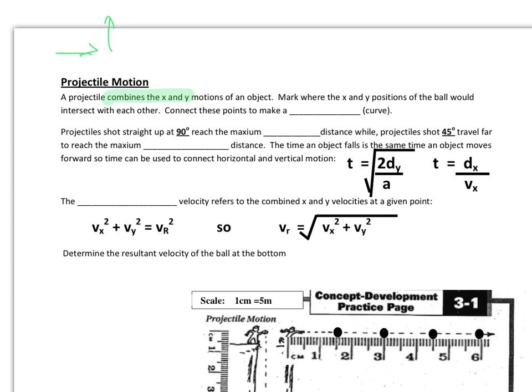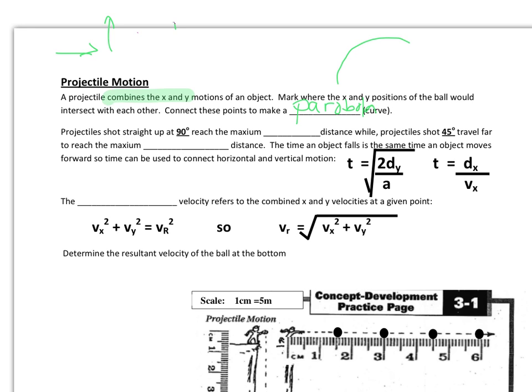As an object goes up, we're going to see that that vertical component starts to get less and less until eventually it stops at the top, whereas our horizontal component continues to be the same. In doing so, if we were to mark those points on a graph and connect the lines, we would always end up with a parabola or a curve.